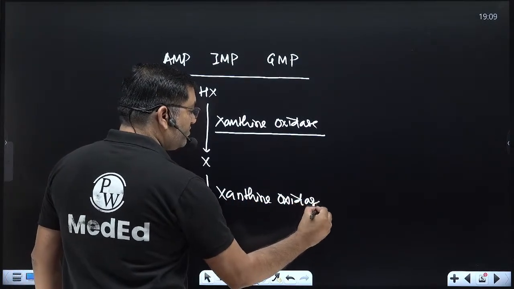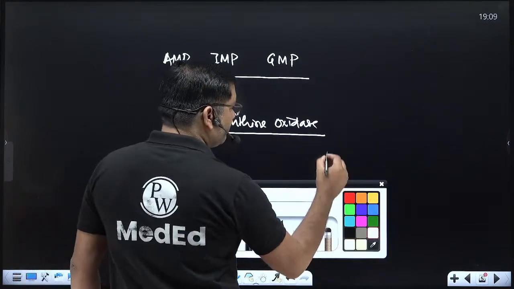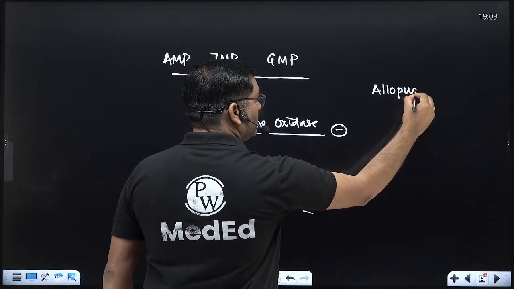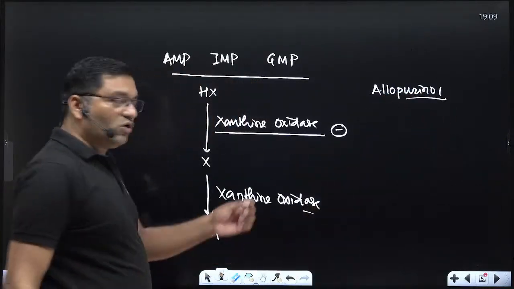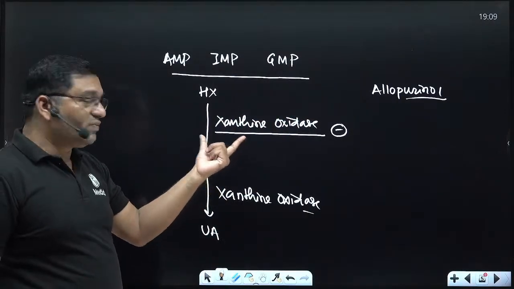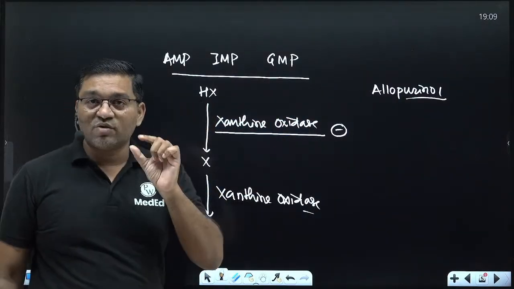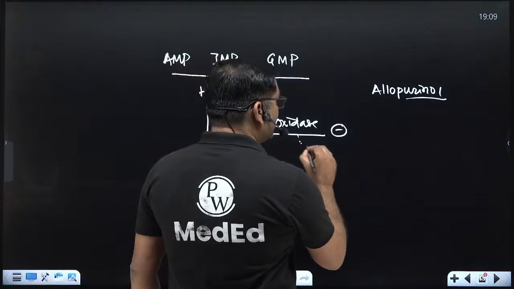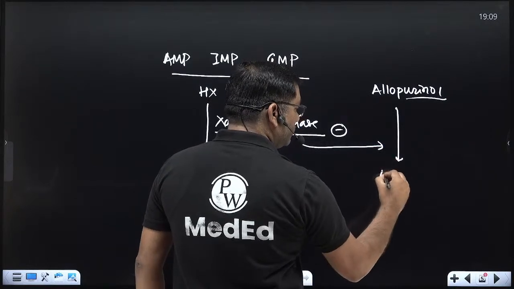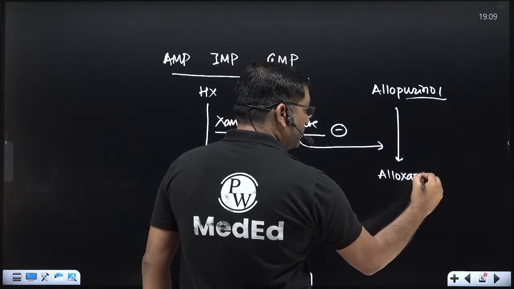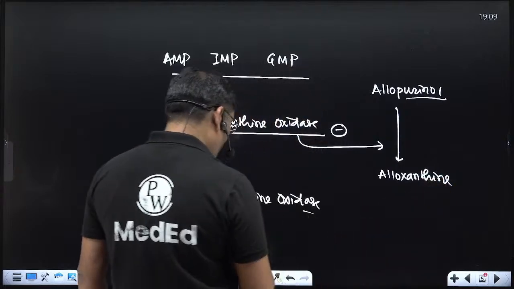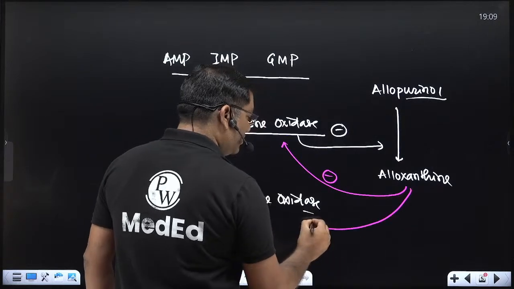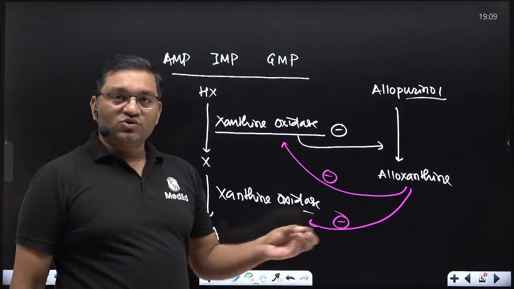So this enzyme is inhibited by two mechanisms. First, it is inhibited by allopurinol by competitive inhibition, because allopurinol is structurally similar to hypoxanthine. The second mechanism is suicide inhibition, in which xanthine oxidase converts allopurinol into alloxanthine, and this alloxanthine is a more powerful inhibitor of the xanthine oxidase enzyme.